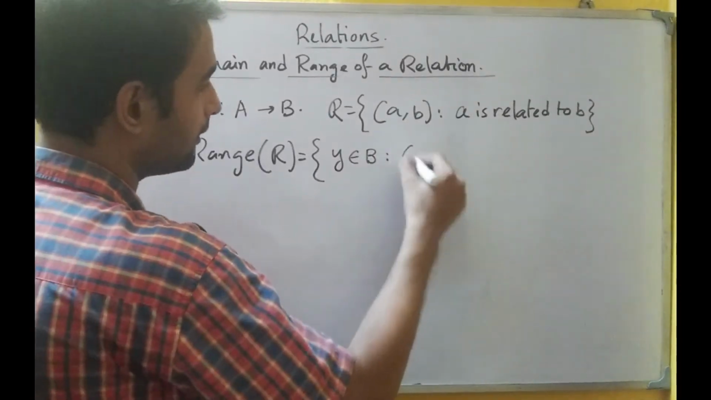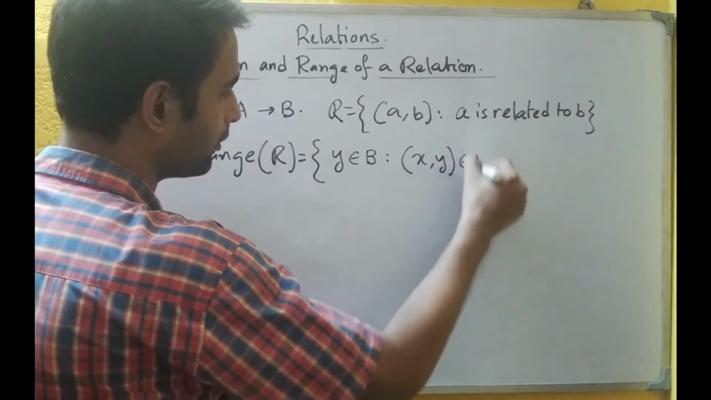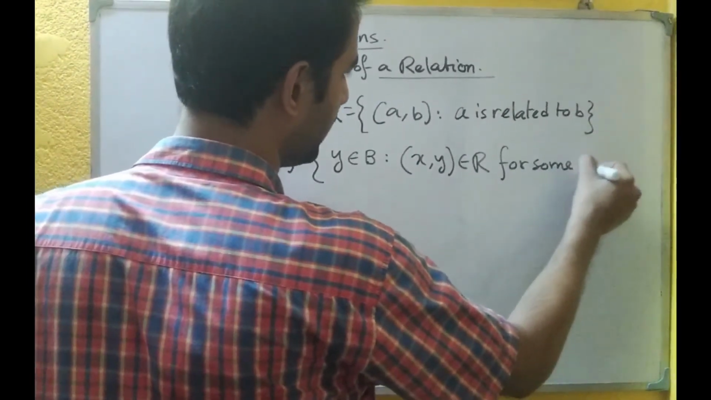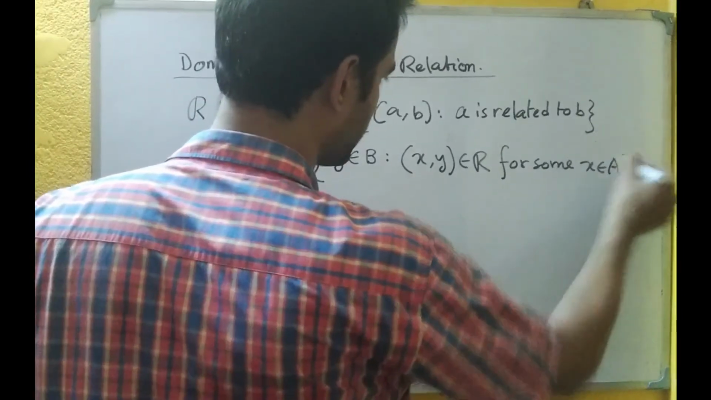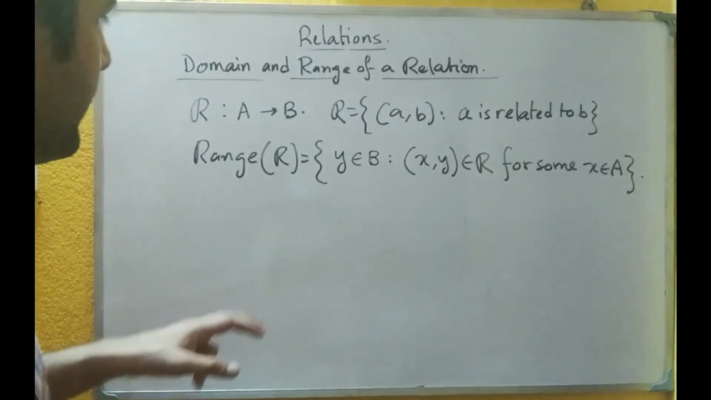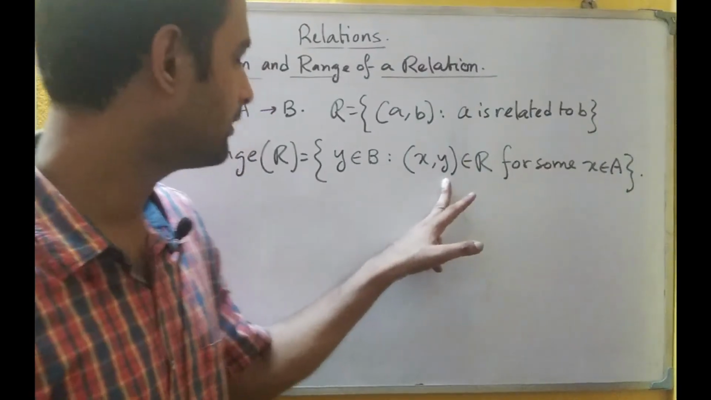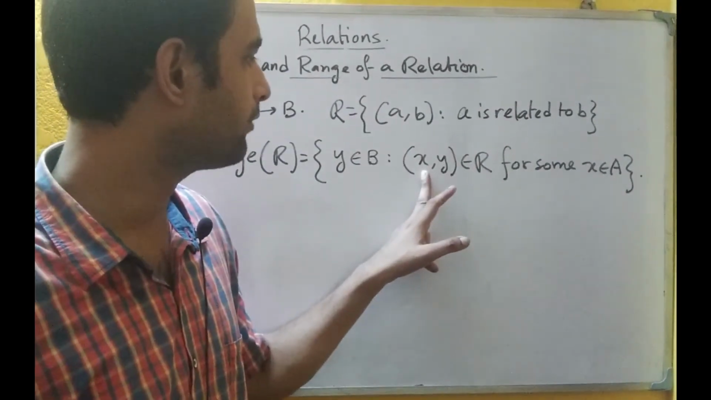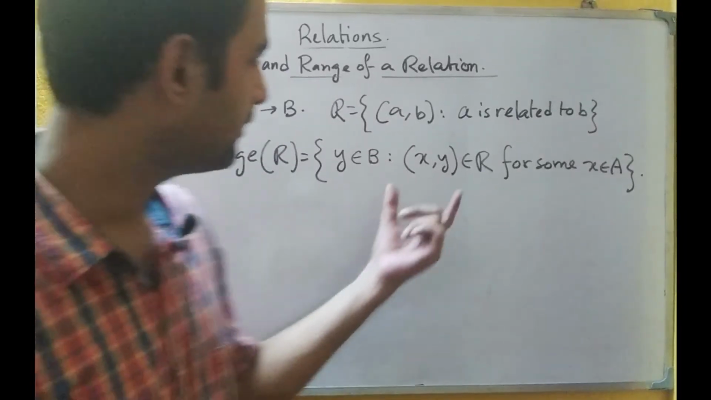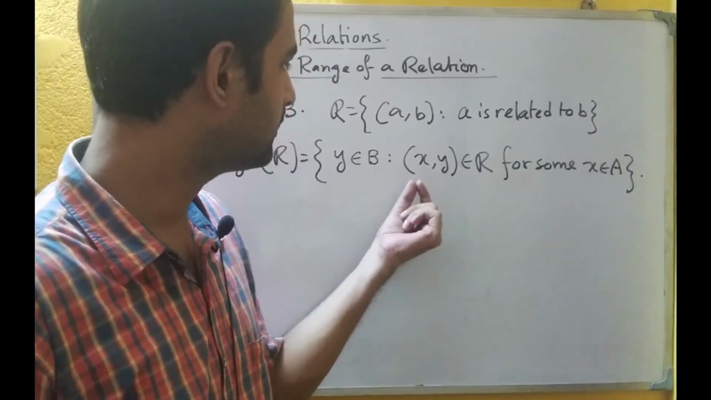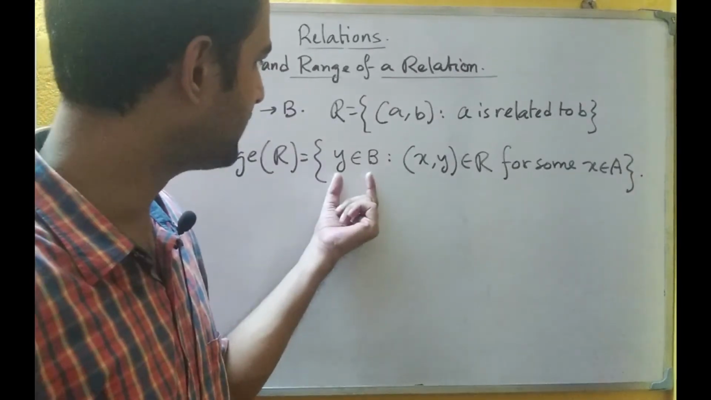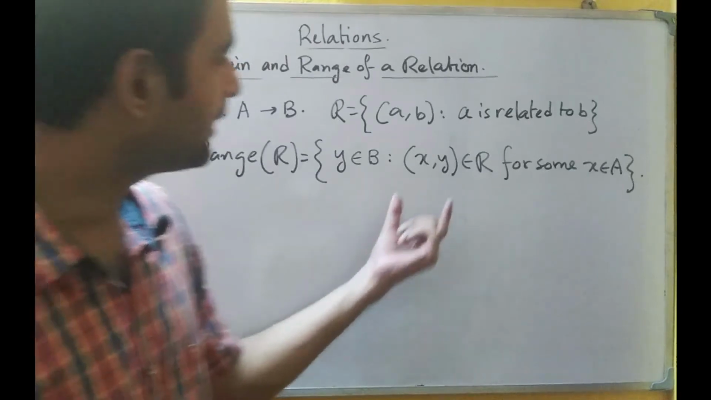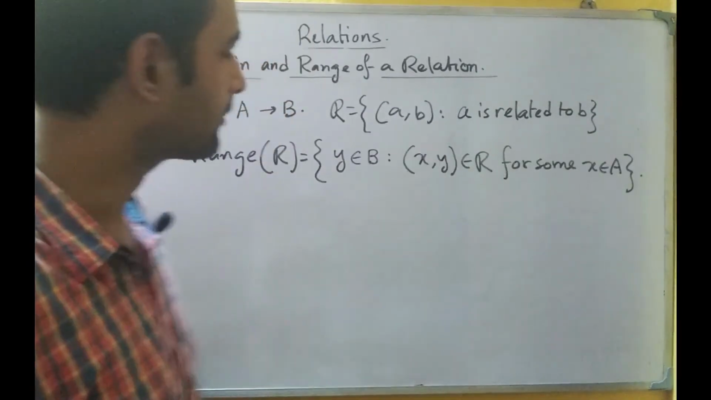such that ordered pair xy belongs to R for some x belongs to A. That means it is the collection of all the second elements, or all the elements of B which are related to some element of A. That means if we take y from the set B, then there should be some element x in the set A such that ordered pair xy will be in the set R.